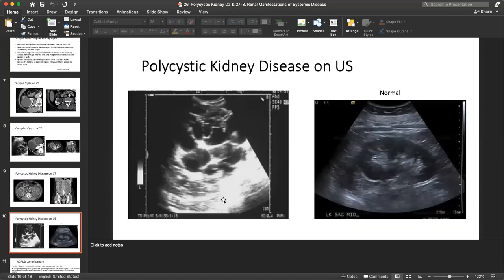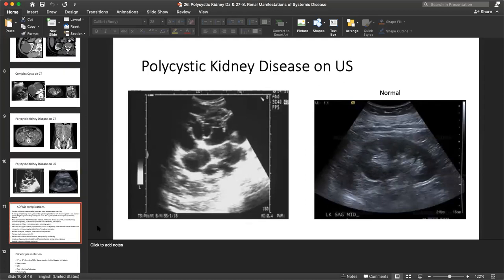On ultrasound, same thing. We've got lots of dark cysts showing up. Or we can see how it's normal, and right here it's very cystic.